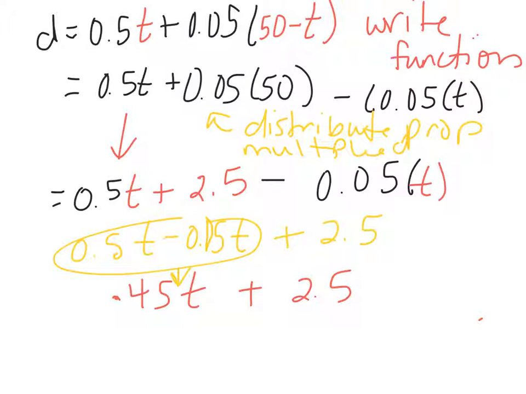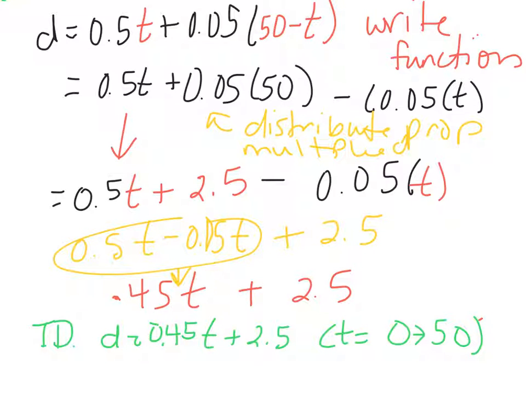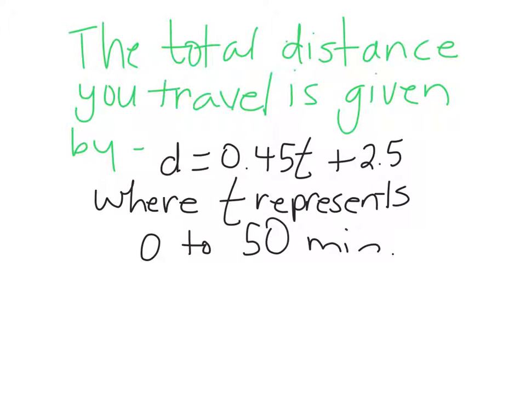And so the total distance that you're going to travel, our formula now that we've worked it out, is D equals 0.45t plus 2.5, where t equals anything between 0 and 50. So if we were talking about the total distance you travel, that's given in this formula, D equals 0.45t plus 2.5, and we would say that t represents anything from 0 to 50 minutes.